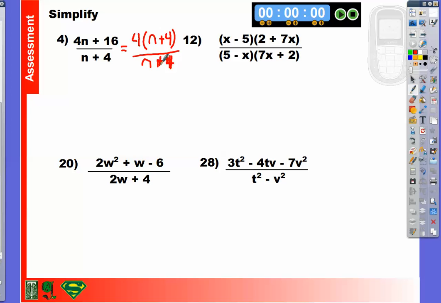No, not so much. So what can I cancel out? Do I have a common factor in the numerator and the denominator? Trajan? You have n plus 4 in both of them. I have n plus 4. What is n plus 4 divided by n plus 4? 1. So it cancels out. And so I have 4 in the numerator. I have 1 in the denominator for a grand total of 4.